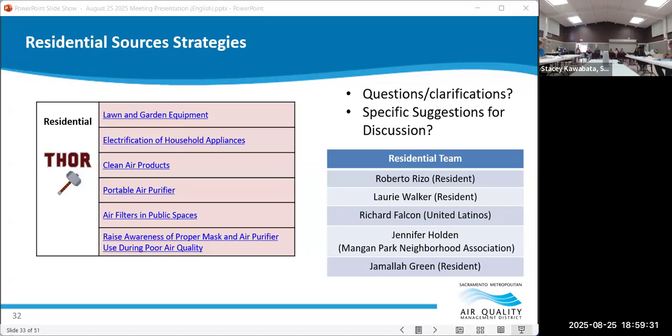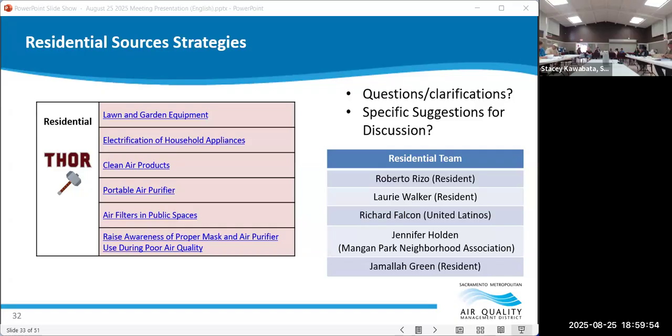And really focusing on these multifamily homes and areas where we know that people are affected by poor air quality and maybe they're not aware. That's number 4. Any questions? Okay, Vincent has one. Vincent, your question is noted.